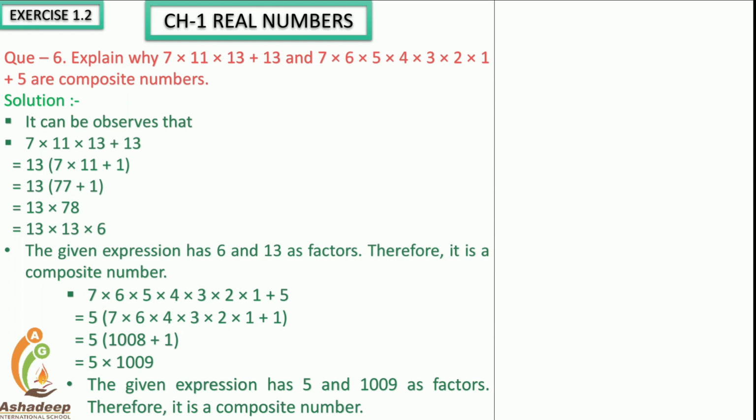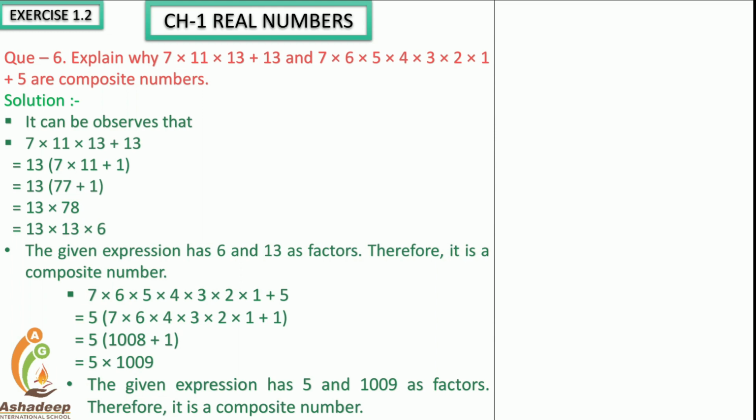So here you see, take out the 13 common. 13 and 13, take out common. So here remaining is 7 into 11. Here nothing is there, so that means it is a 1. It is 77 plus 1, 78. Now you simply see this is 13 into 6. That means whatever the number is, it comes into the table of 13 and 78. If you go more deeply, factorize 78, it is 13 into 6. So it comes into the table of 13 and 6. 6 is nothing but 3 2s, so it also comes into the table of 3 and 2. If it comes into the table of more than one number, then it is a composite number. So the given expression has 6 and 13 as factors. Therefore, it is a composite number.